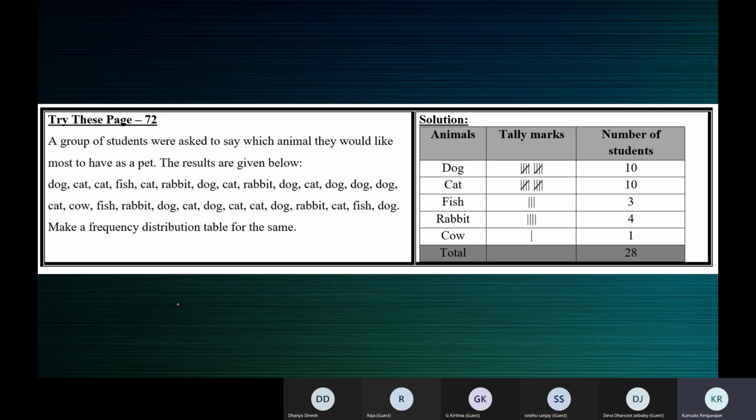Do we understand the table, children? Yes, ma'am. Are we familiar with this word or this term tally marks? Yes, ma'am. Okay.